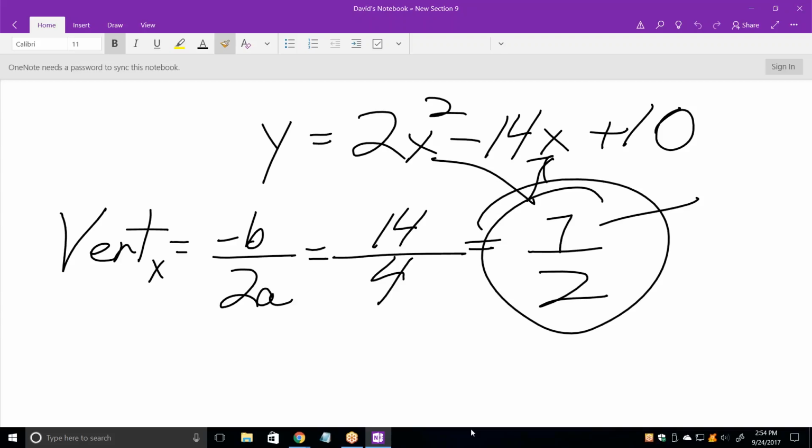In other words, whenever you have a parabola, the most important point on that parabola is the vertex, both the x and the y coordinate. So minus b over 2a is a very straightforward, simple way to solve for the x coordinate. Solving for the y coordinate is a little bit more difficult. You've got to take this answer and plug it in for x and then do the math.